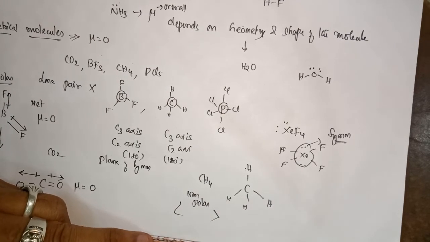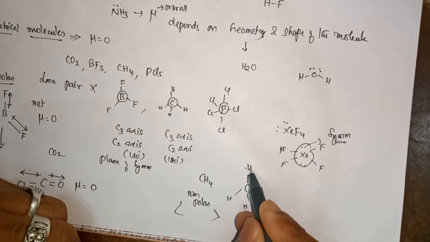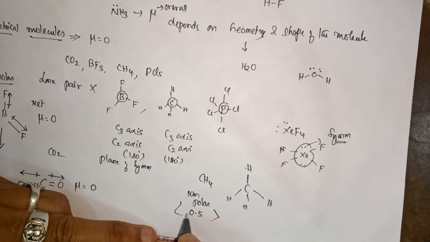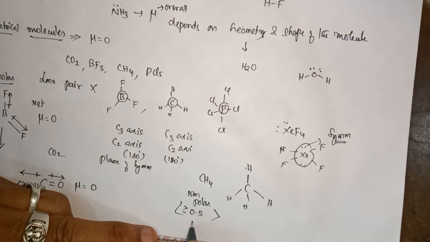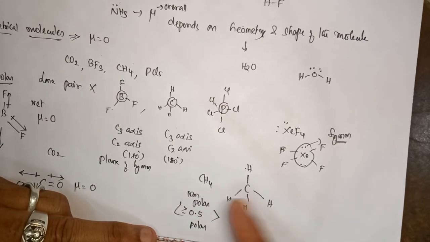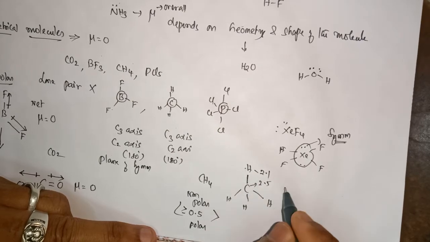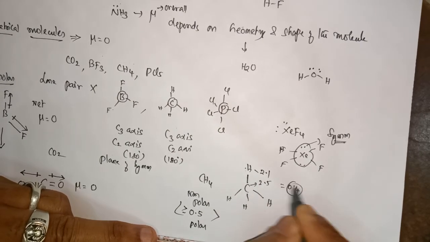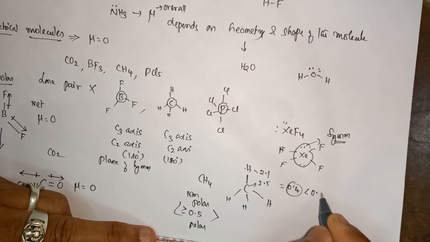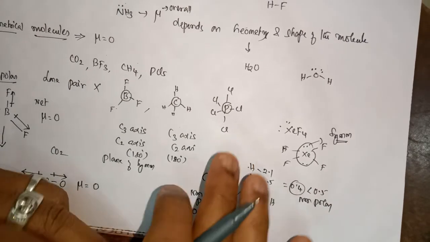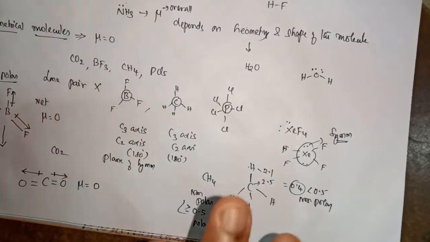Another shortcut way for non-polar: you find the difference between the two electronegativities. If the difference comes to 0.5 or greater than 0.5, then only it is polar. If it is less, and this value is 2.5 and this value is 2.1, so the difference comes to 0.4. This 0.4 is less than 0.5, so it is non-polar. So the whole molecule is non-polar.